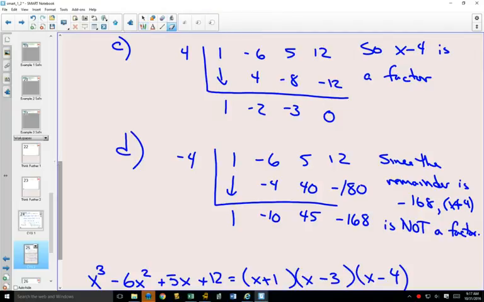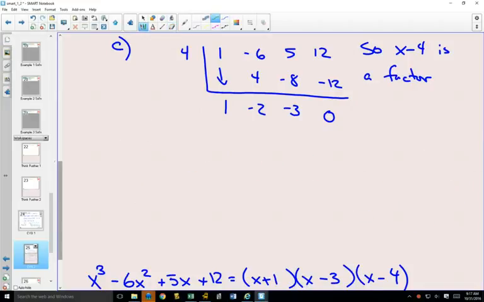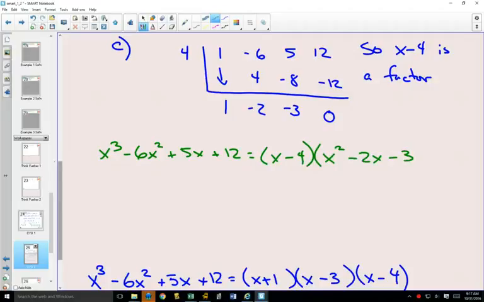I'm going to erase this one that's not a factor just to give us some more space. And our division statement would be x cubed minus 6x squared plus 5x plus 12 equals, we know that x minus 4 is a factor, and we get x squared minus 2x minus 3 when we're left. And if this question asked us to factor completely, you wouldn't go back to plugging in numbers into the long division because you've now simplified it. You now know that it's x minus 4 here, and this is a quadratic.